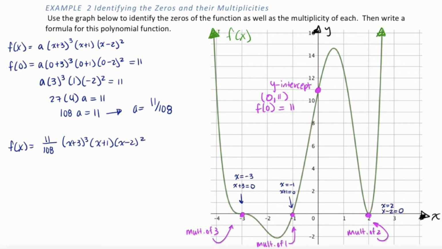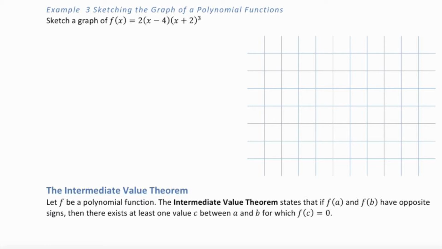Let's look at example 3. Example 3, sketching the graph of polynomial functions. Sketch a graph of f of x equals 2 times (x minus 4) times (x plus 2) cubed. Let's start by finding our x-intercepts. So we want to solve 2 times (x minus 4) times (x plus 2) cubed equals 0.